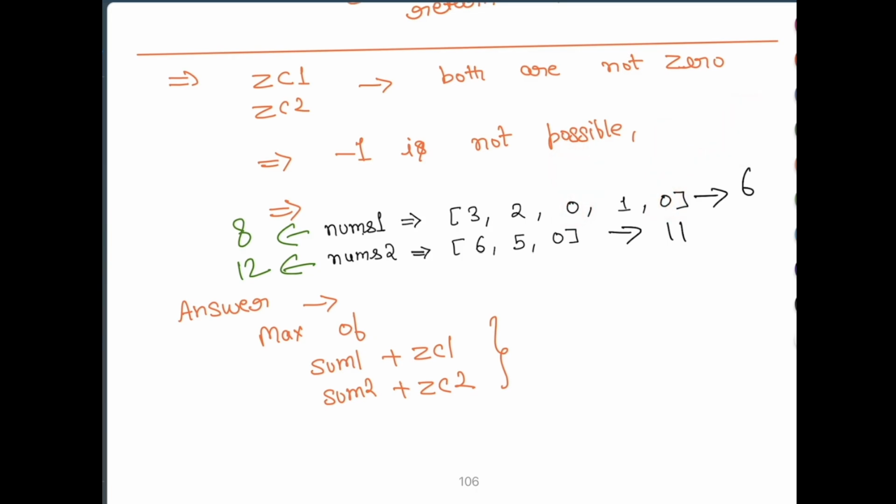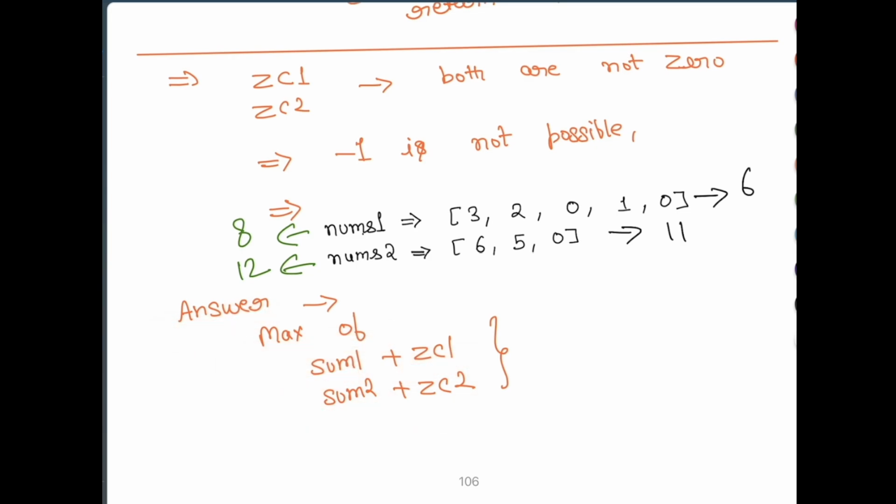Our target is to replace these two numbers with any number so that the sum of this array is 12, and we can do it, right? Because we don't have any restriction on choosing which positive number we have to replace this with. So the answer is going to be the maximum of sum 1 plus 0 count 1 and sum 2 plus 0 count 2. And that's the complete explanation of this problem.